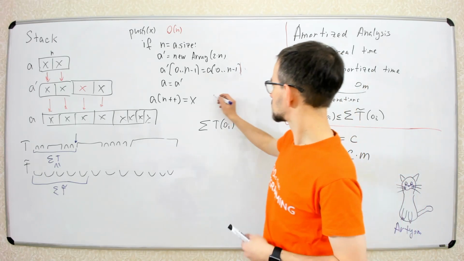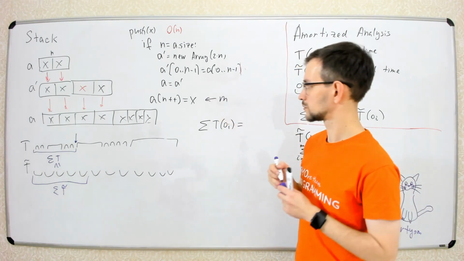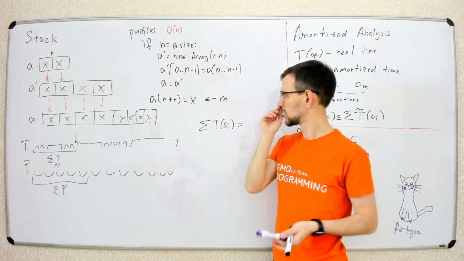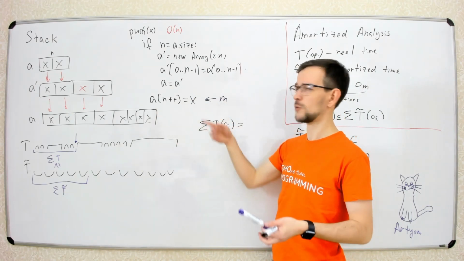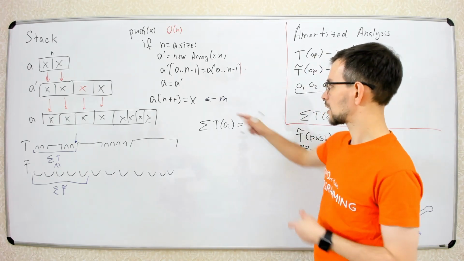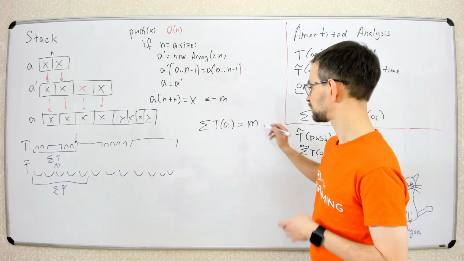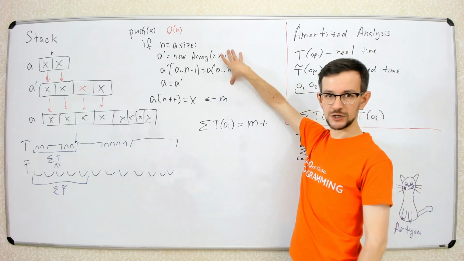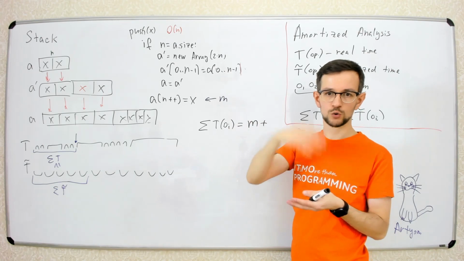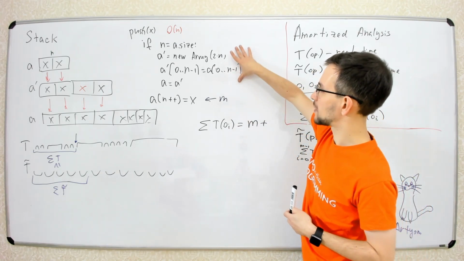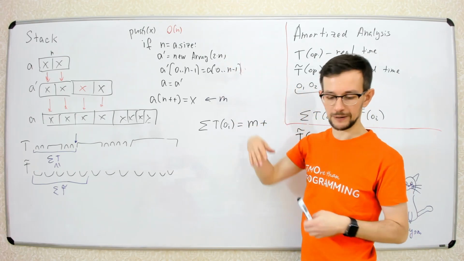So here we will spend m operations. Each time we go to this line and insert a new element in the stack. We can say 2m if we have two operations, but the constant factor is not important. So let's say we have m operations here, plus we have some operations here to copy elements to the new array. So how much time do we spend when we copy elements to the new array?